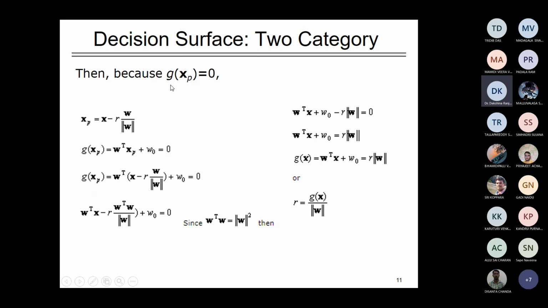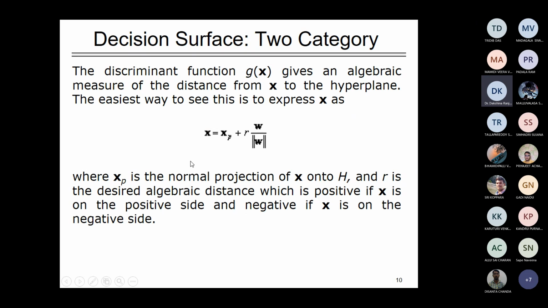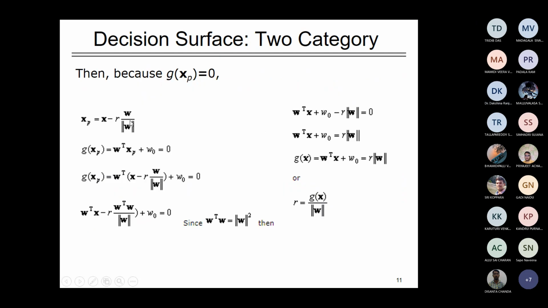Now, since xp is lying on the hyperplane, g(xp) is 0, and that is why we can write g(xp) = 0. First we get this formulation for the normal projection of x onto the hyperplane H, and then we rearrange these three terms and write xp = x - r w/||w||.